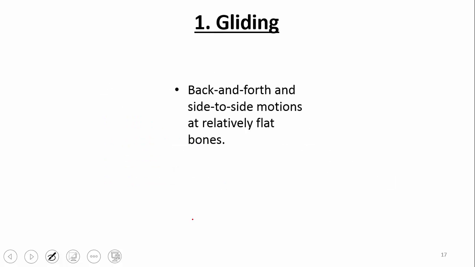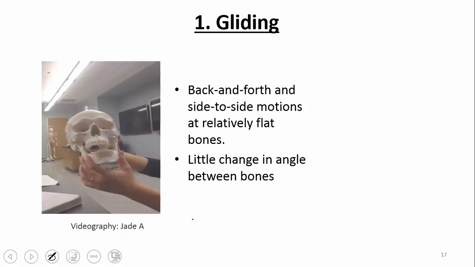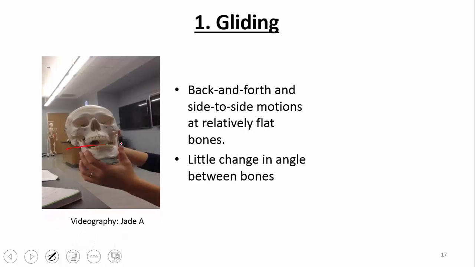Okay, the first one is gliding. And really, gliding is a back and forth motion, right? A little change in angle, not much at all. I'll give you two examples. You can glide your jaw back and forth, and this is actually a movie.